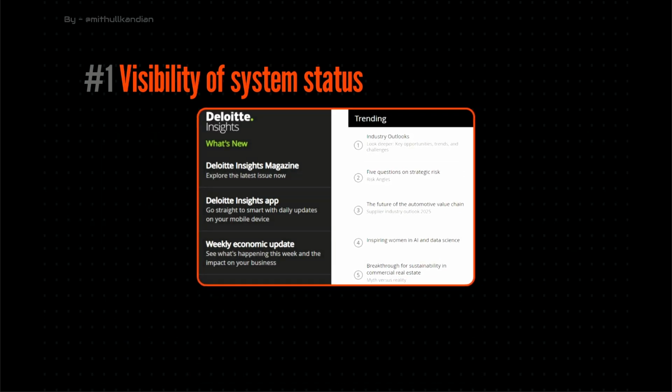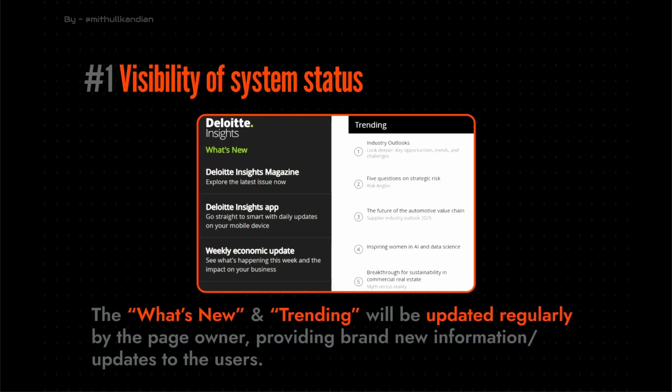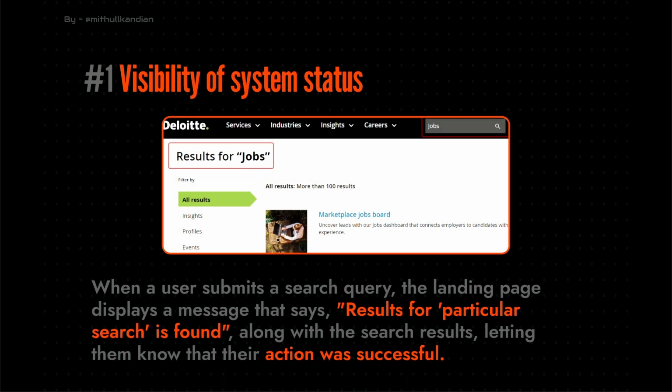Let's take another one here. The what's new and trending will be updated regularly by the page owner, providing brand new information and updates to the users. Here, when a user submits a search query, the landing page displays a message that says, "Results for particular search is found," along with the search results, letting them know that their action was successful.